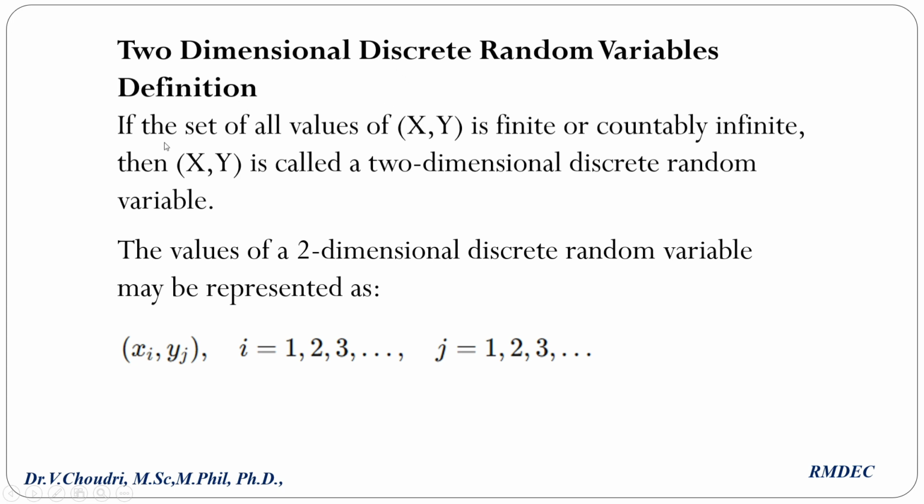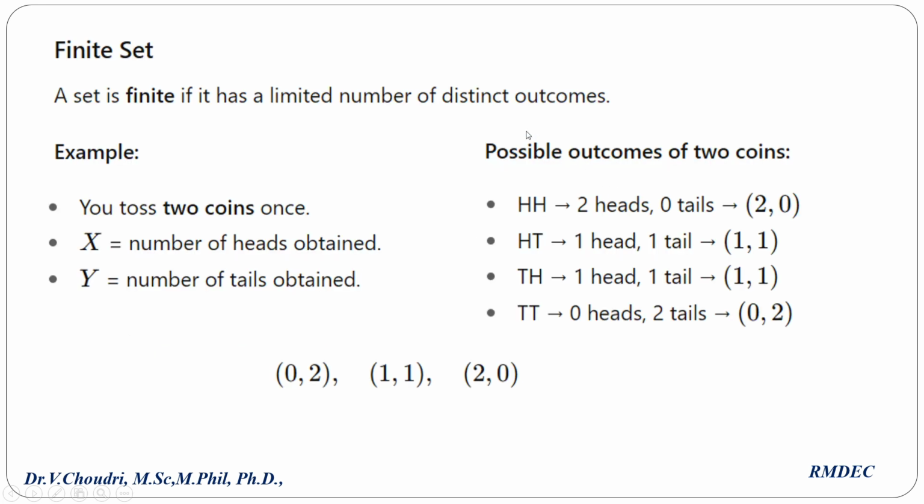What is the definition? If the set of all values of (x, y) is finite or countably infinite, then the pair (x, y) is called a two-dimensional discrete random variable. The values of a two-dimensional discrete random variable may be represented as (xi, yj), i equal to 1, 2, 3 up to infinity or some finite value, j equal to 1, 2, 3 up to infinity or some finite value. Now, what is finite and countably infinite? Let us see some examples, so we can understand the concept.